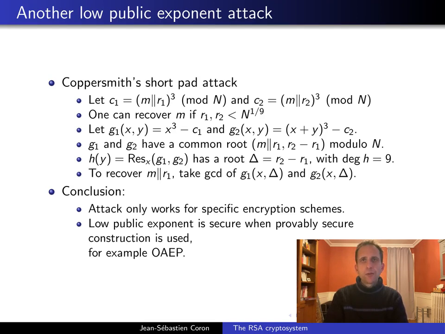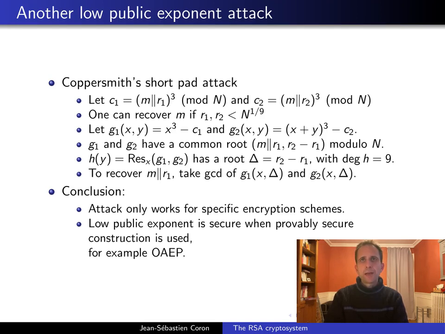And we assume that the attacker has obtained 2 encryptions of the same message. So he has obtained C1 = (M||R1)^3 and C2 = (M||R2)^3 modulo n. We are going to see that we can recover the message M if R1 and R2 are less than n to the 1/9. So this means that the attack works when the relative size of R1 and R2 is 1/9 the size of the modulus.